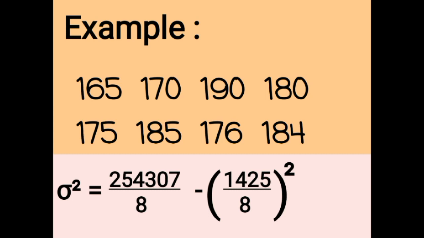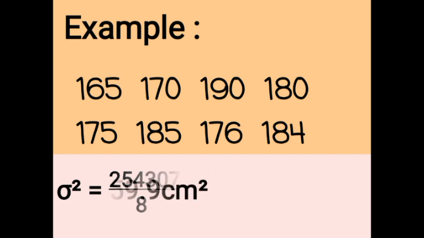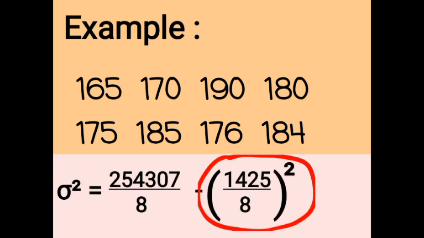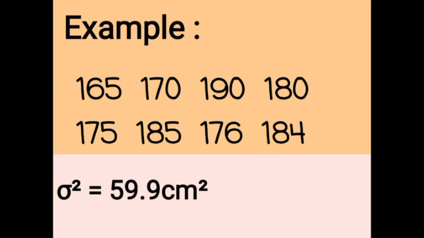Now here I divided by 8 as the heights of 8 students are measured and hence there are 8 data values. The units of the final answer is centimeters squared because here as I squared all the heights, the units became centimeters squared, and when I squared the mean height values, the units became centimeters squared again. So the units of the final answer is centimeters squared. The units of the variance are the units of the data squared.